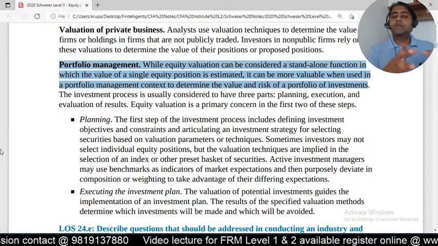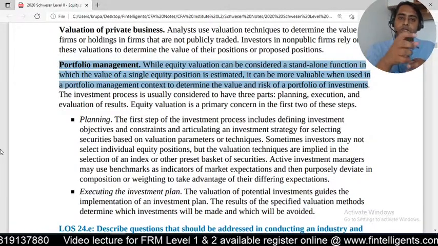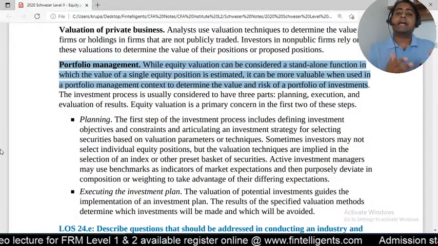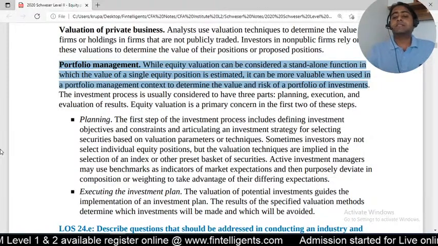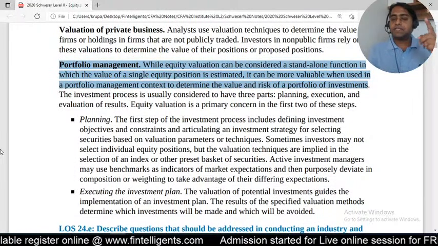So equity valuation is also used in the context of portfolio management. That is what the first 3 lines talk about. Now, when you use it in portfolio management, how exactly are you using it? When we do portfolio management, the investment is generally done in 3 steps: planning, execution and evaluation. The first step is planning.